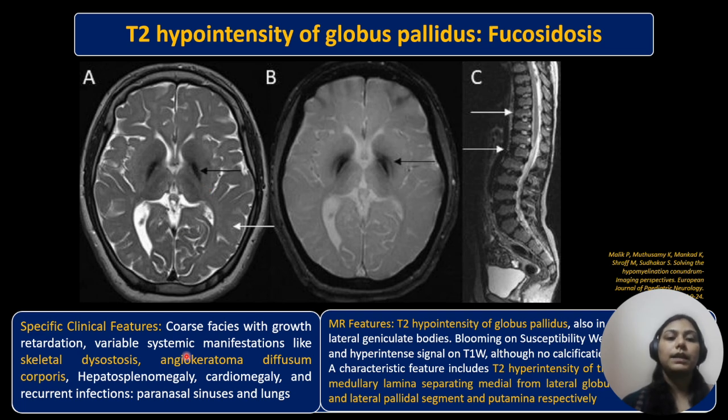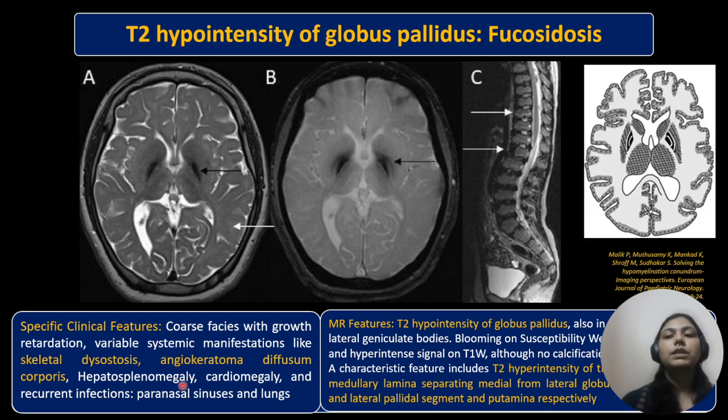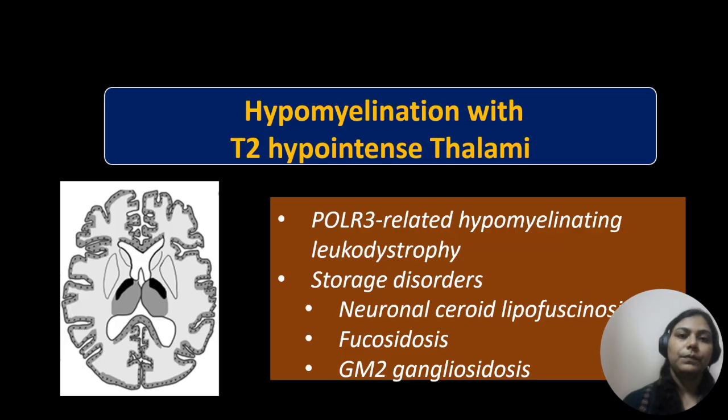For example, there may be skin abnormalities like angiokeratoma corporis diffusum. There may be skeletal dysostosis. There may be presence of hepatosplenomegaly, cardiomegaly, and recurrent infections. There is also one feature described for the globus pallidi hypointensities in this disorder. There may be alternating hypo and hyperintensities in the globus pallidi in fucosidosis, which may be a specific feature on a background of hypomyelination and may help us to reach the diagnosis in a specific clinical scenario.